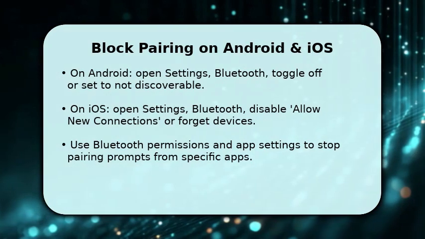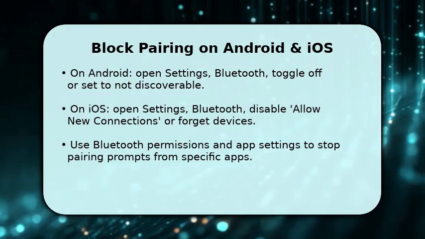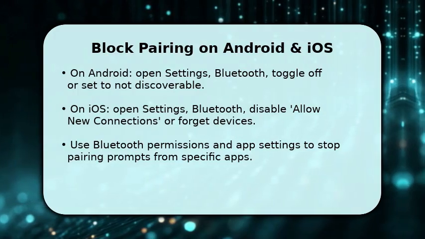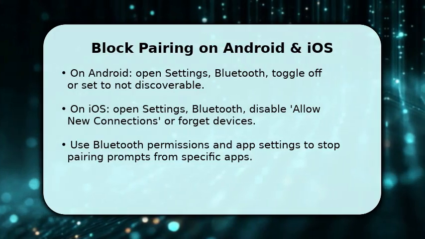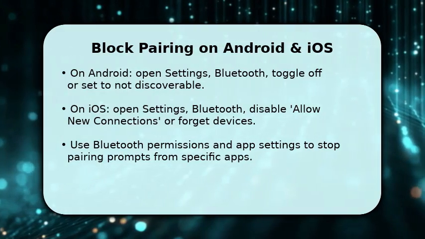Now we will change settings on Android and iOS to stop pairing prompts. On Android, open Settings, then Bluetooth and toggle Bluetooth off, or set device to not discoverable. If you need Bluetooth on, remove all paired devices and disable scanning in nearby device settings.